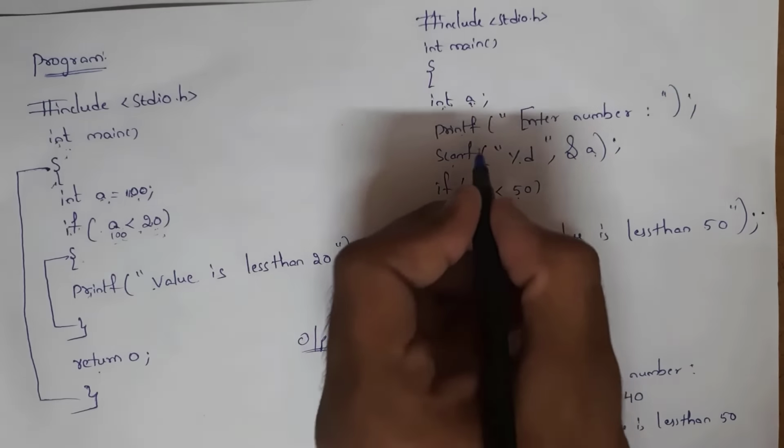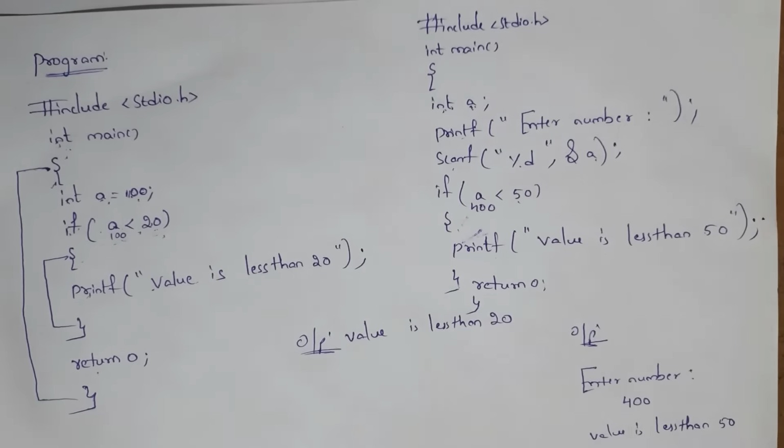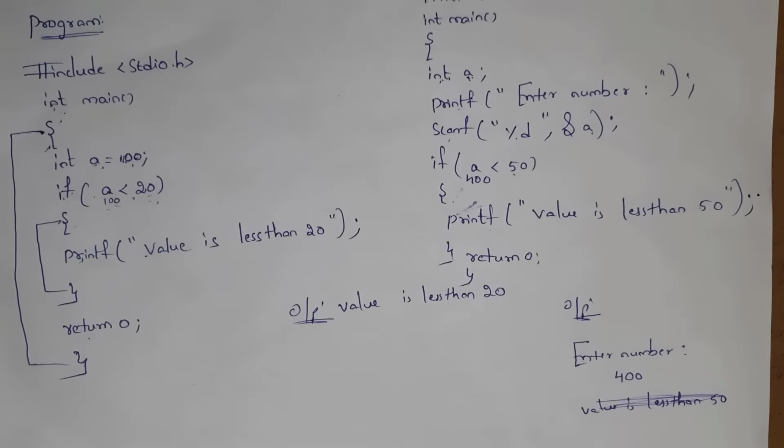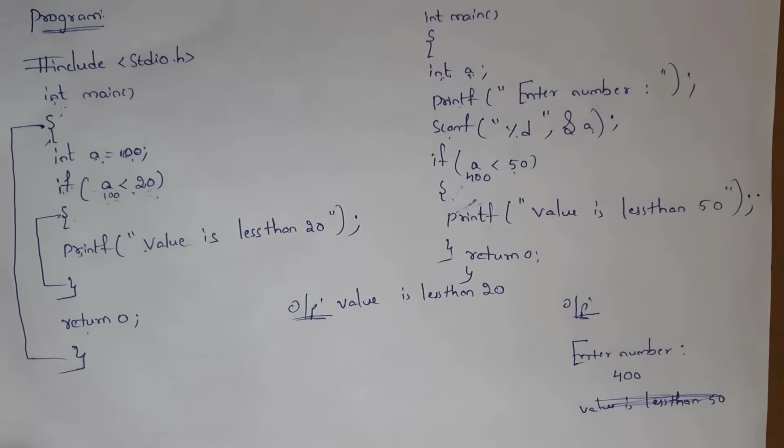For example, if I give here 400, then 400 is not less than 50. 400 is greater than 50. So I will not get any output. This is C program for if statement. Next I will explain flowchart for this.